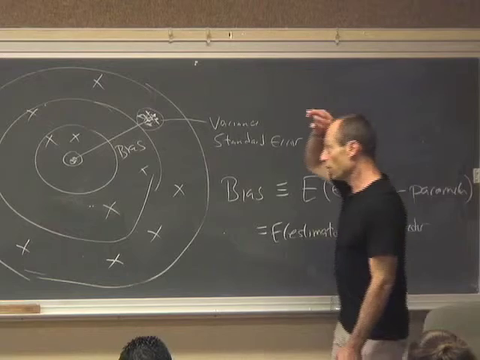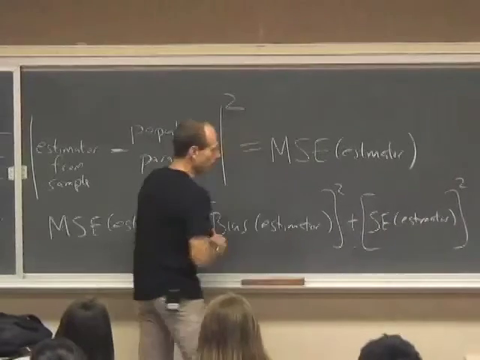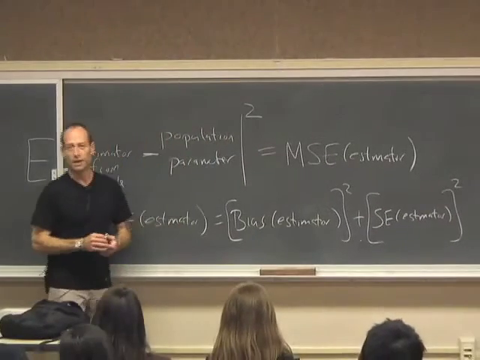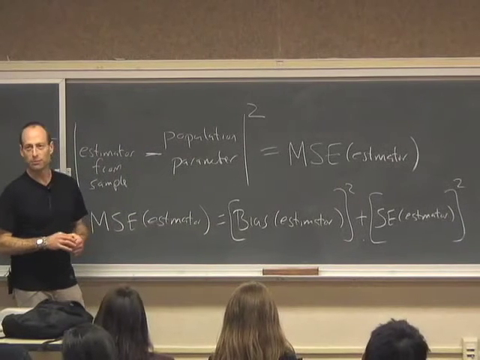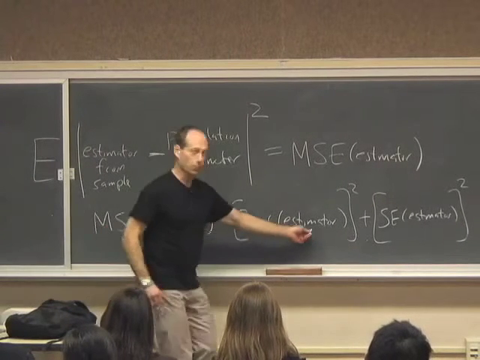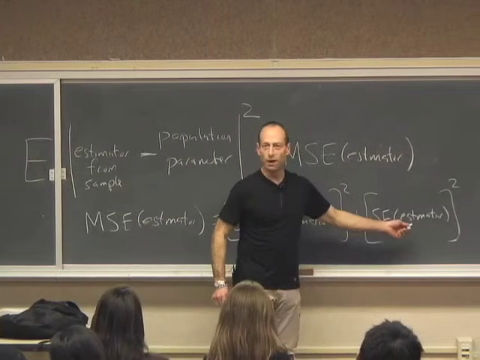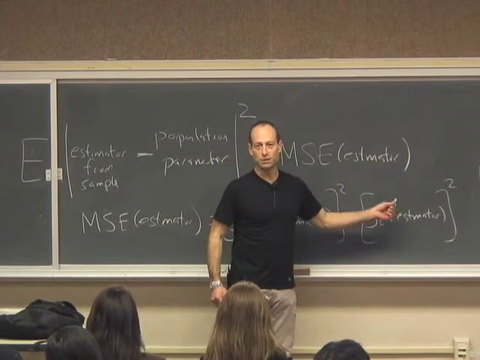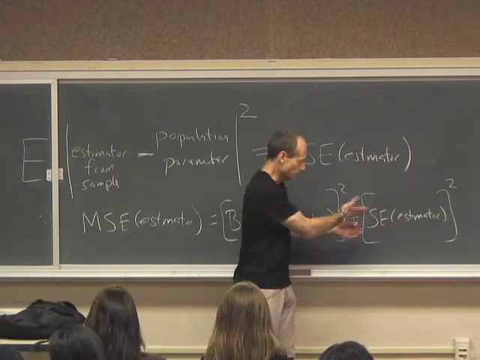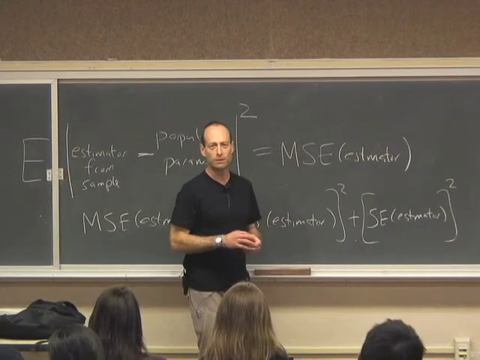Okay. So if that's the case, what's the mean squared error of the sample mean as an estimate of the population mean? We're talking about a simple random sample. Well, the bias is 0. Bias squared is 0. The standard error of the sample mean as an estimate of the population mean, well, in this case, it doesn't matter. It's just the standard error of the estimator. What is the standard error of the sample mean for a simple random sample?